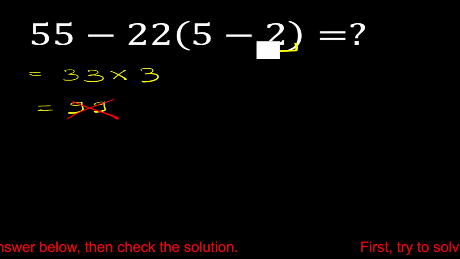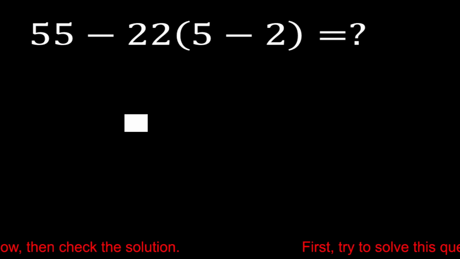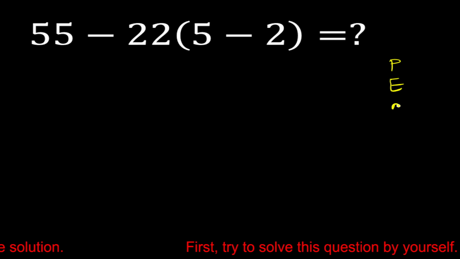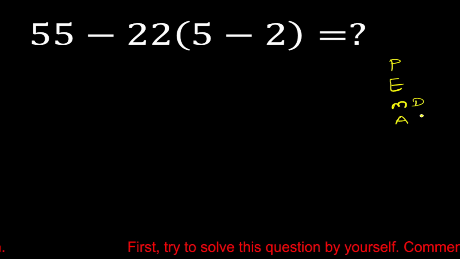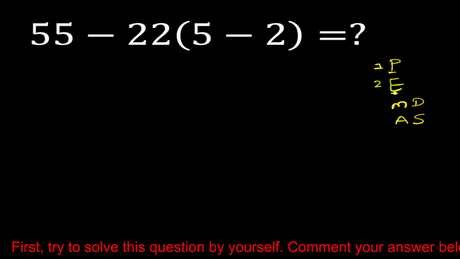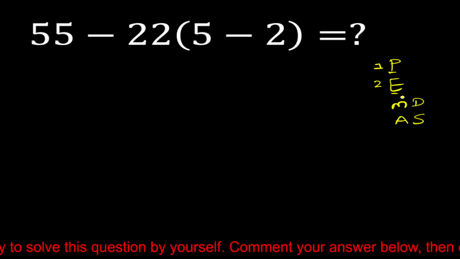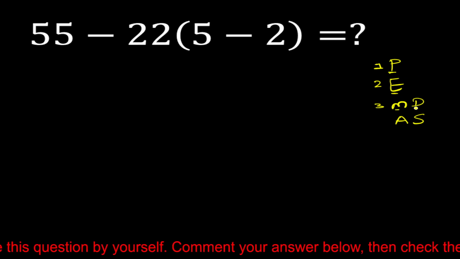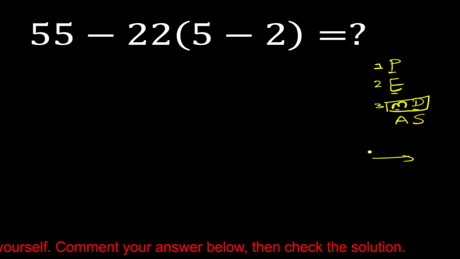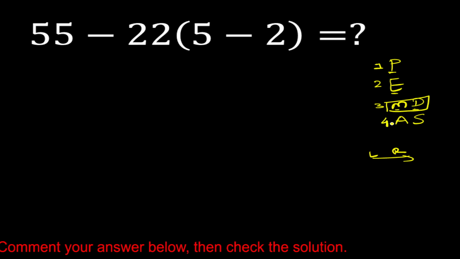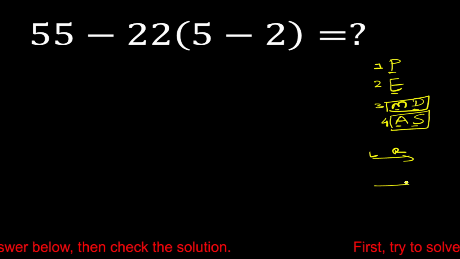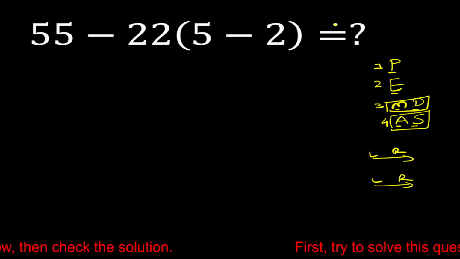So now let's solve this problem correctly by using a PEMDAS rule, okay? PEMDAS, P, E, M, D, A, S. According to PEMDAS, first priority is parenthesis, second priority is exponents, then third priority is multiplication and division. Here multiplication and division both have equal priority, so we have to solve it from left to right. Then fourth and last priority is addition and subtraction. Also addition and subtraction both have equal priority, so we have to solve it from left to right, okay?